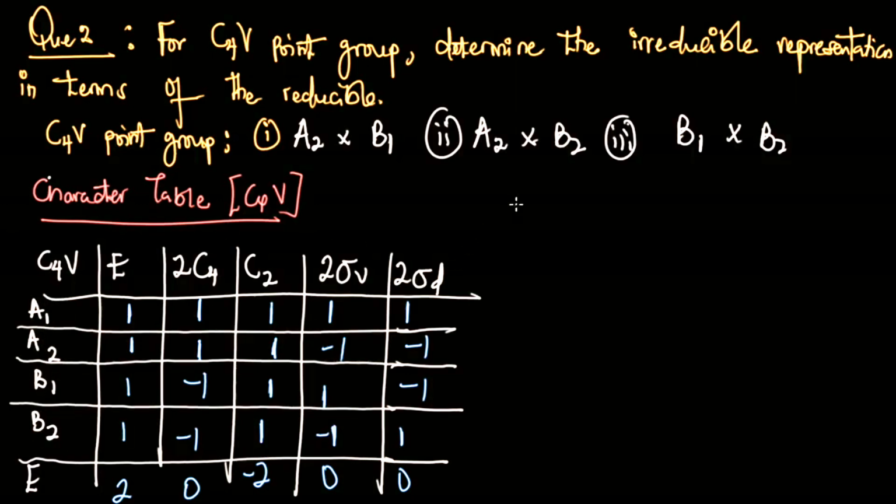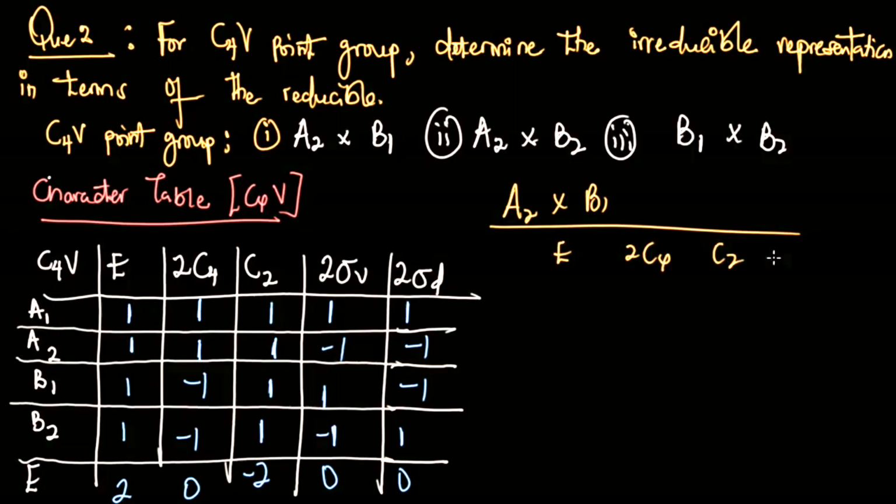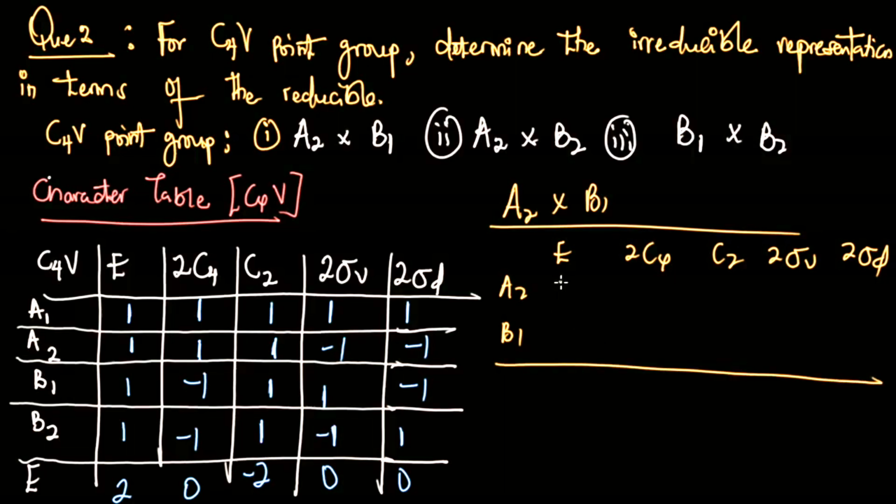So let's say we have A2 times B1. That's simply E, 2C4, C2, 2σv and 2σd, right? So we have A2 and we have B1. So what would the answer be? A2 is 1 1 1 minus 1 minus 1, and B1 is 1 minus 1 1 1 minus 1.